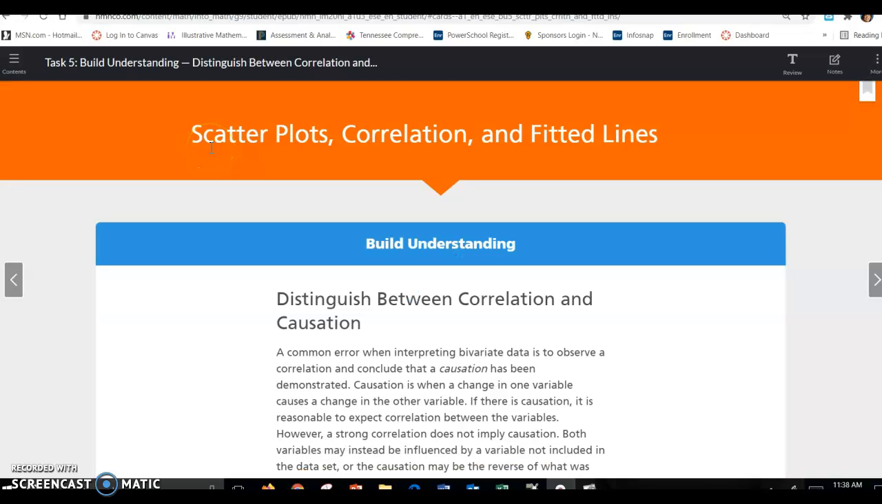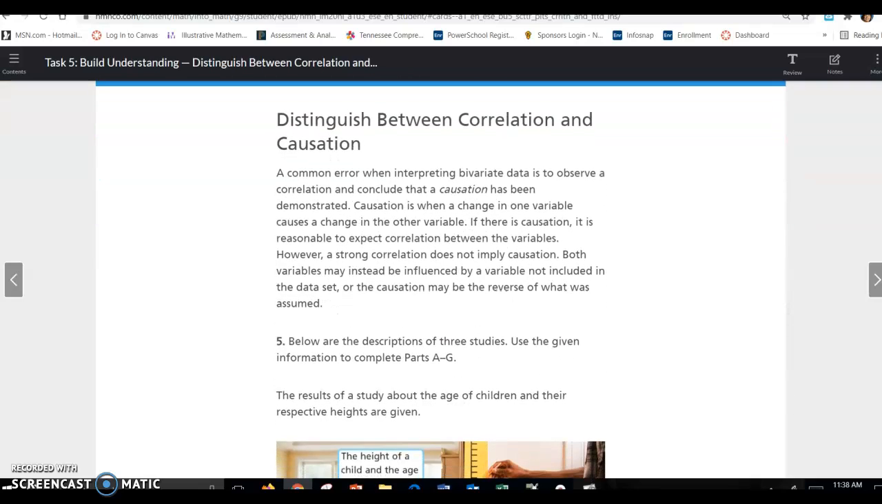All right, lesson 6.1, task 5. Distinguish between correlation and causation. A common error when interpreting bivariate data is to observe a correlation and conclude that a causation has been demonstrated. Causation is when a change in one variable causes a change in the other variable. If there is causation, it is reasonable to expect correlation between the variables. However, a strong correlation does not imply causation. Both variables may instead be influenced by a variable not included in the data set, or the causation may be the reverse of what was assumed.